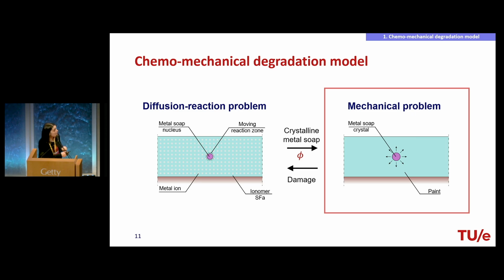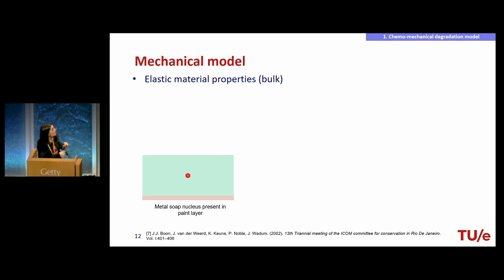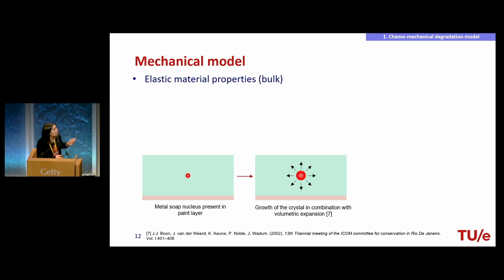So let me give some details on the mechanical problem. Also, connecting to the several discussions that paint is probably viscoelastic, for the time being we assume that the bulk material properties of the paint material are elastic. Further on, as I mentioned before, what happens during this chemical process is a transformation of the material from the binder, the ionomer, towards a crystalline metal soap.